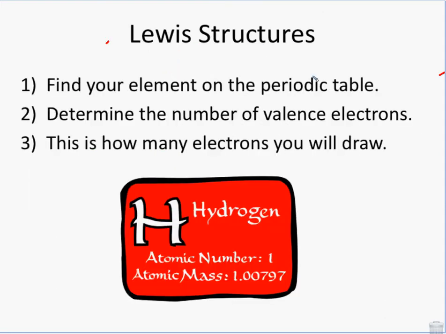Number two, getting started, we're going to determine the number of valence electrons. And remember, valence electrons are those electrons in the outermost shell. Number three, this is how many electrons you will draw. Okay, so let's move on.